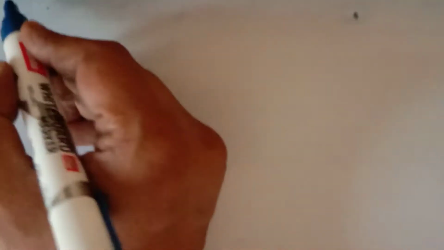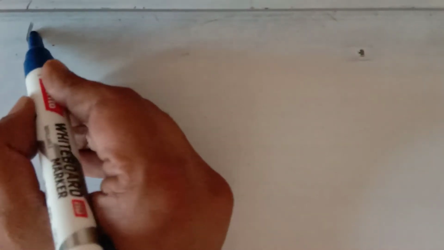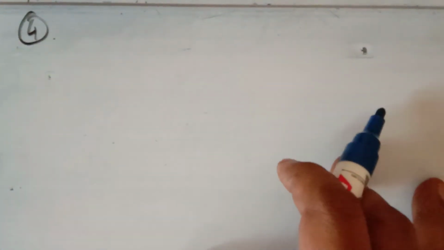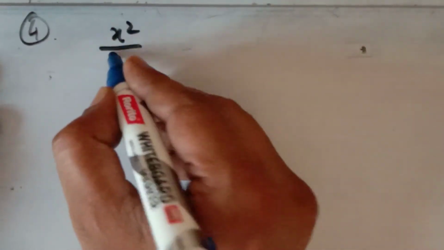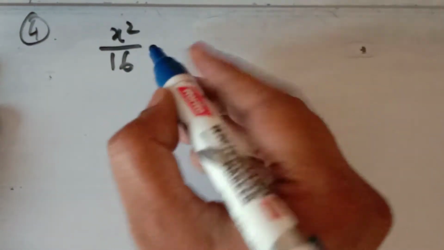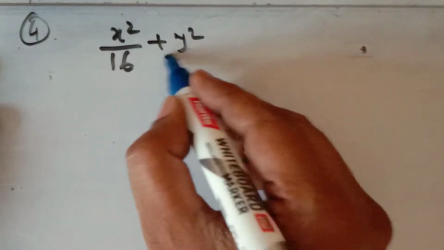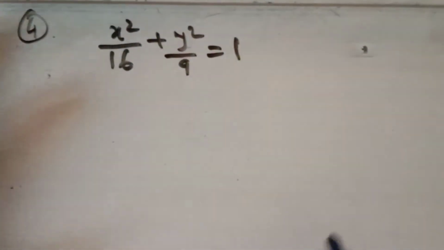Now similarly is question number 4. Question number 4, read it. It is given that x square upon 16 plus y square upon 9 is equal to 1. You have to find the area bounded by this curve.